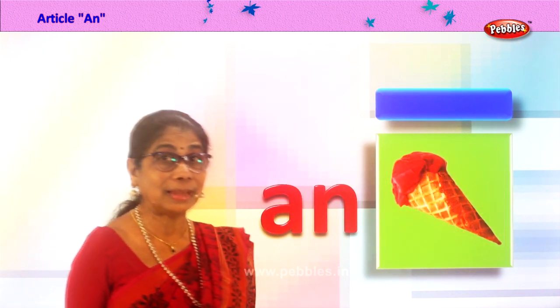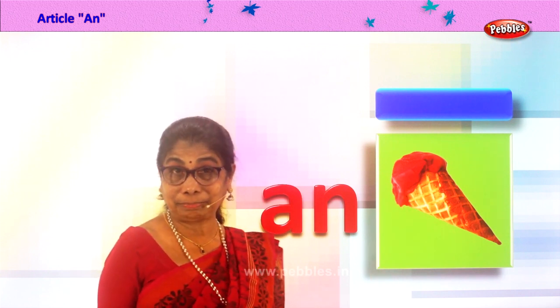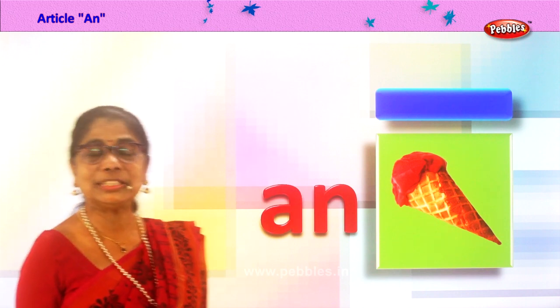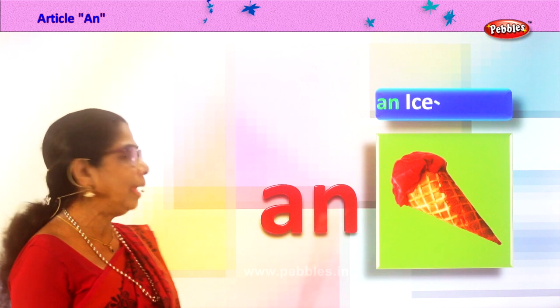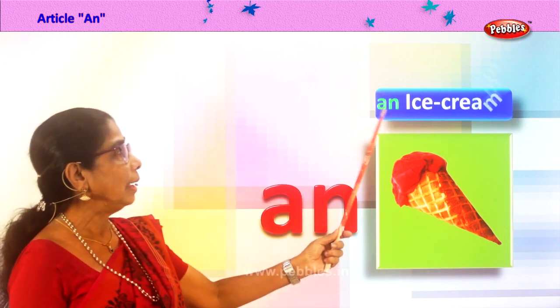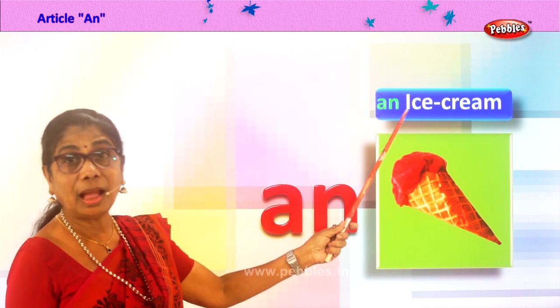Your favorite. What is this? Yummy. Ice cream. Ice cream begins with the letter I. Vowel I. So, an ice cream. Article "an" is placed before the vowel I.